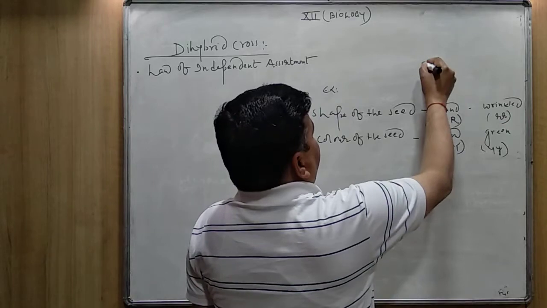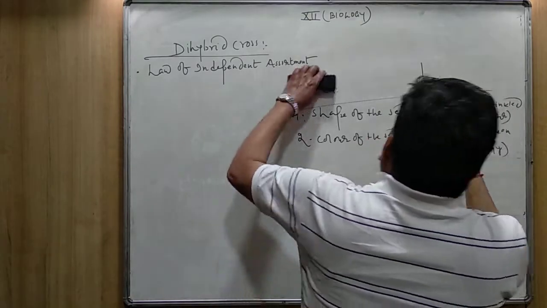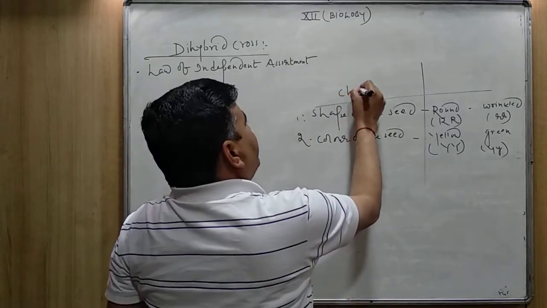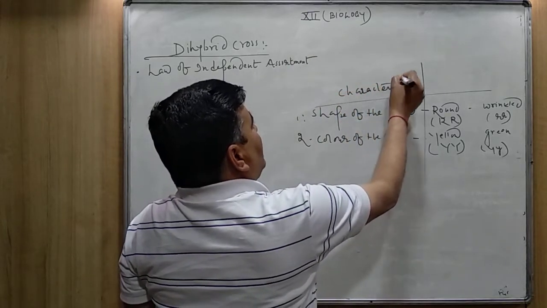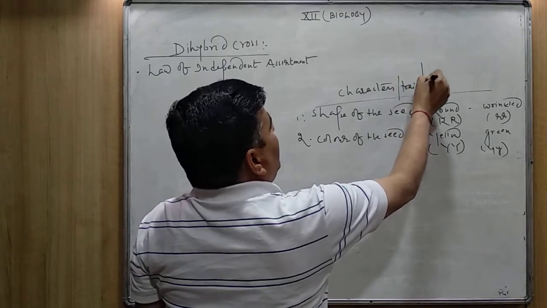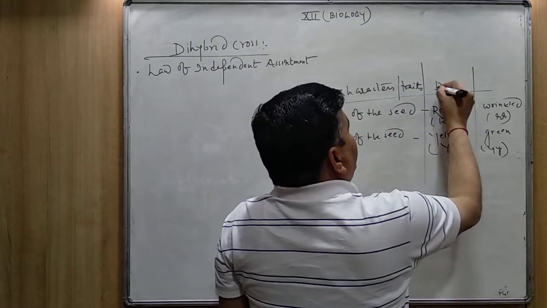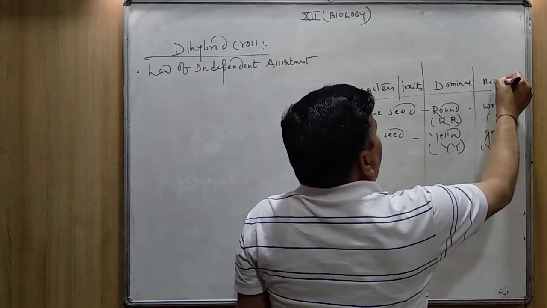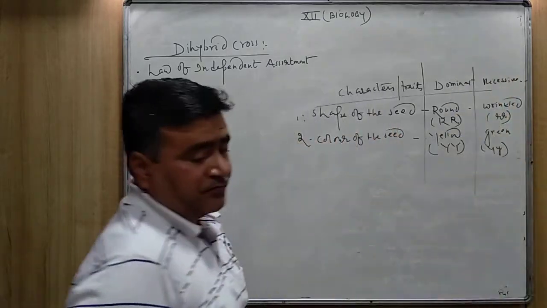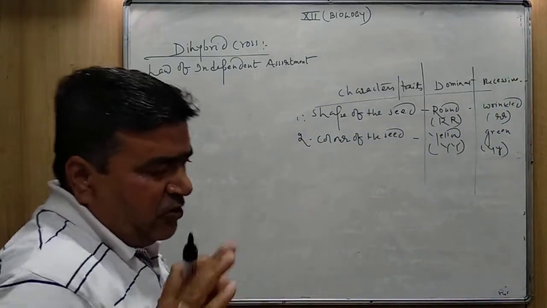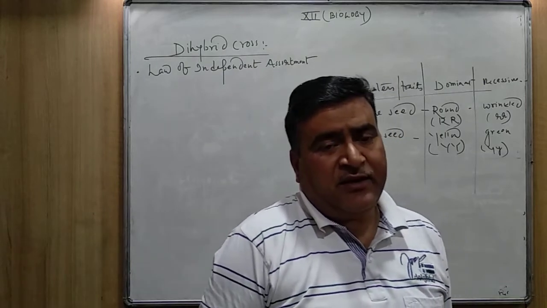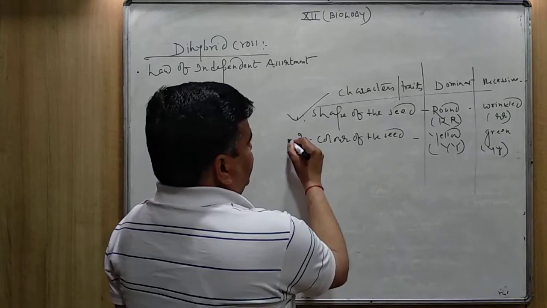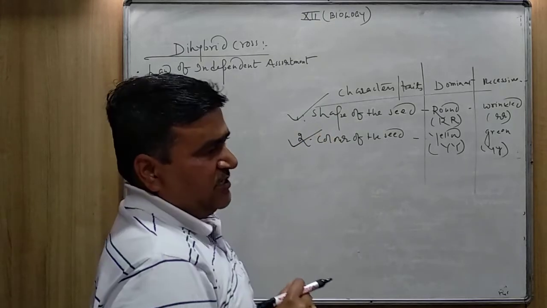It means these two are the characters, or you can say traits. This is dominant and this one is the recessive. Here, how many characters have I written? These two characters: the shape of the seed, and the second one is the color of the seed.